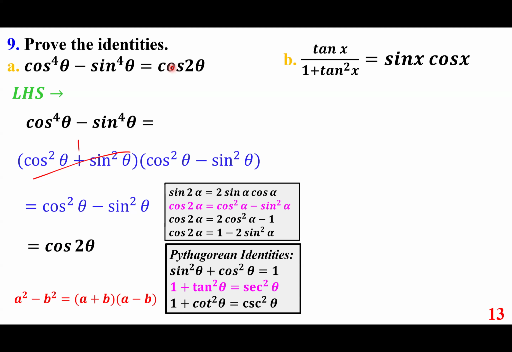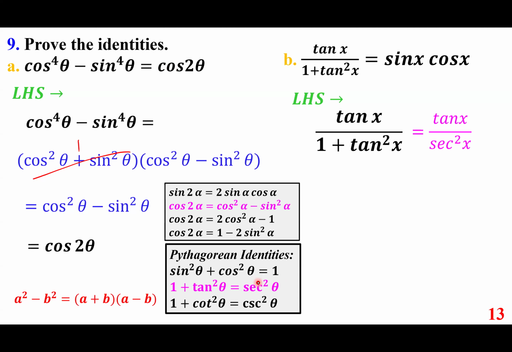Tan x over 1 plus tan squared equals sine x cosine x. Let's start with the left-hand side, and the top is tan x. The bottom, according to the Pythagorean identity, 1 plus tan squared is secant squared. Let's change everything to sine and cosine. Tan is sine over cosine, and secant is 1 over cosine.